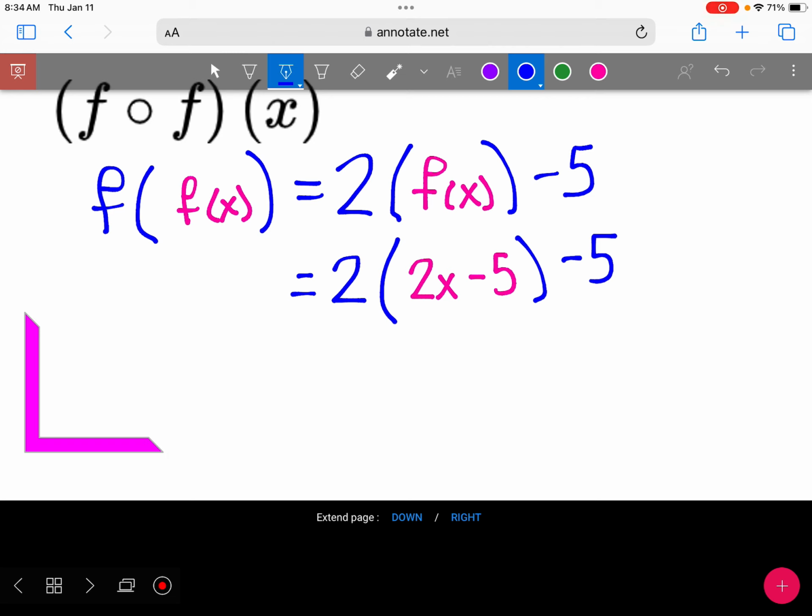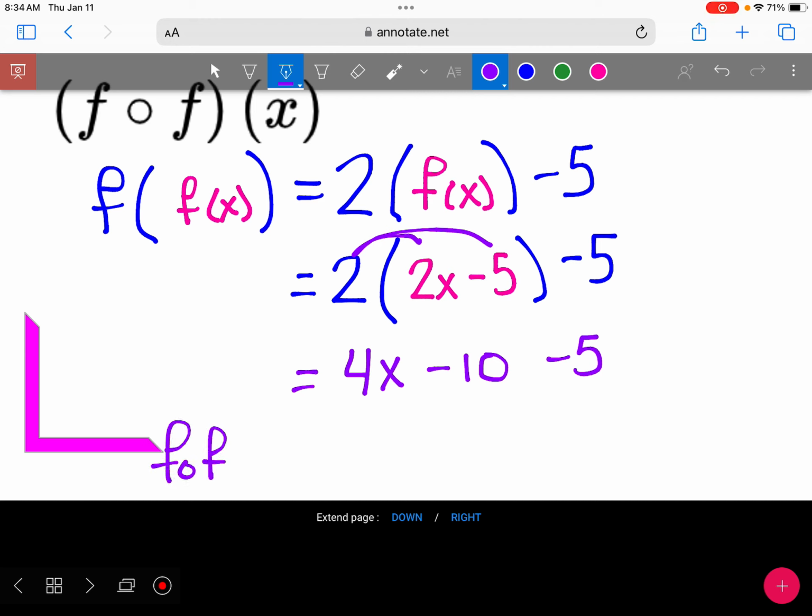Okay, so then all we need to do is simplify this. So I'm going to distribute this 2. So we have 2 times 2x giving us 4x, 2 times minus 5 giving us minus 10. And then that minus 5 is dropping down. So f of x equals 4x minus 15.